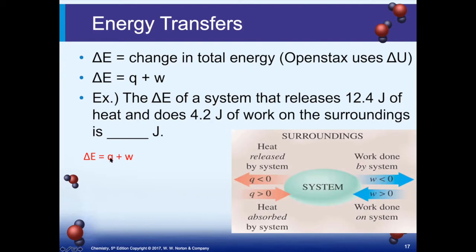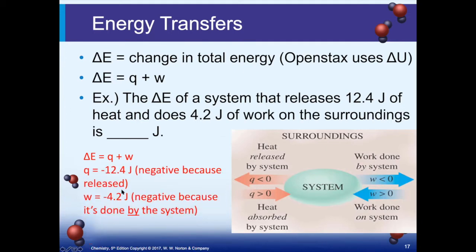So negative 12.4, negative 4.2, okay? Negative because it's released, negative because it's done by the system. So now I just plug both those numbers into the equation, and voila, there's your answer. It's a negative 16.6 joules. Okay, so like I said, that's the real skill that you need to develop for this kind of question: deciding if the numbers that you're given should be used as positive values or negative values in this equation. And it all has to do with your understanding of this idea, this diagram right here.